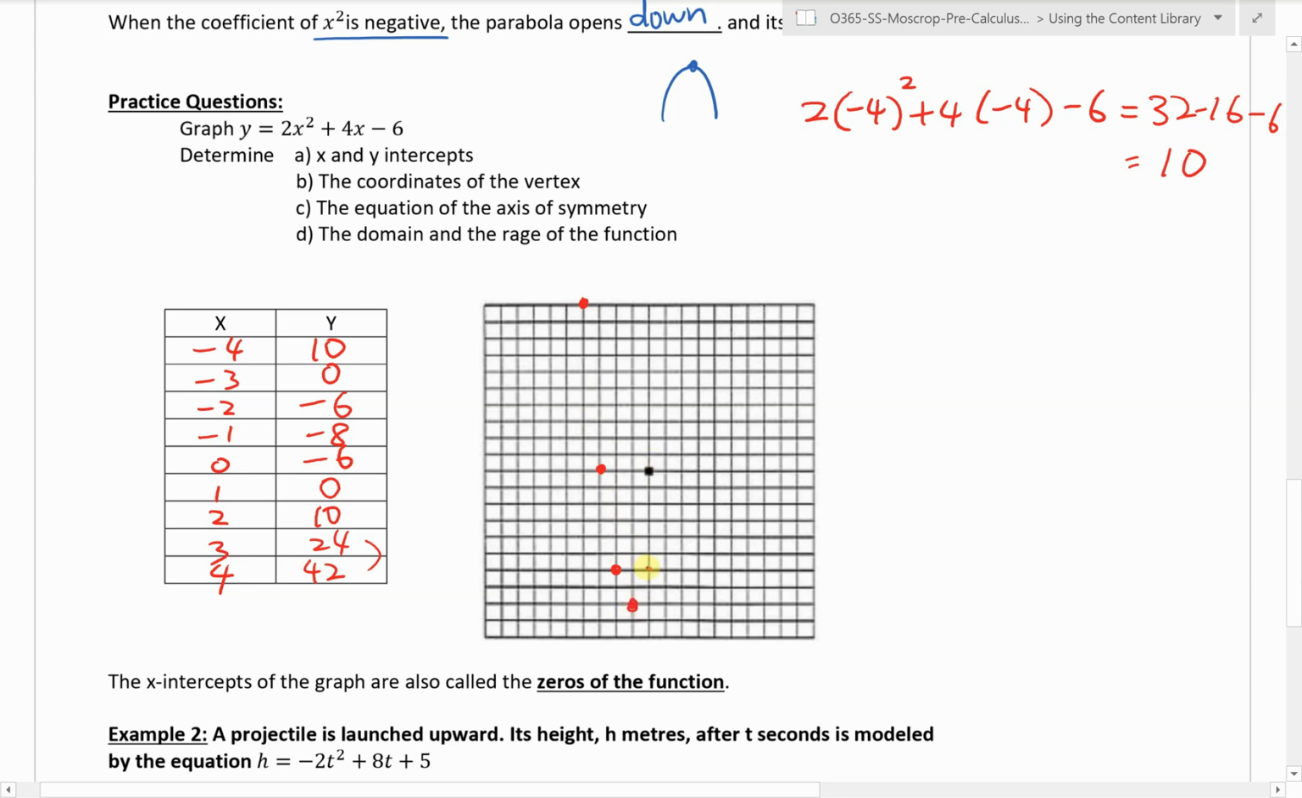0, negative 6 is right here. 2, comma 10 is, 1 and 0. And 2, comma 10. Okay, so now here is my parabola. It's very skinny. Looks like this. Looks more like a V than a U.